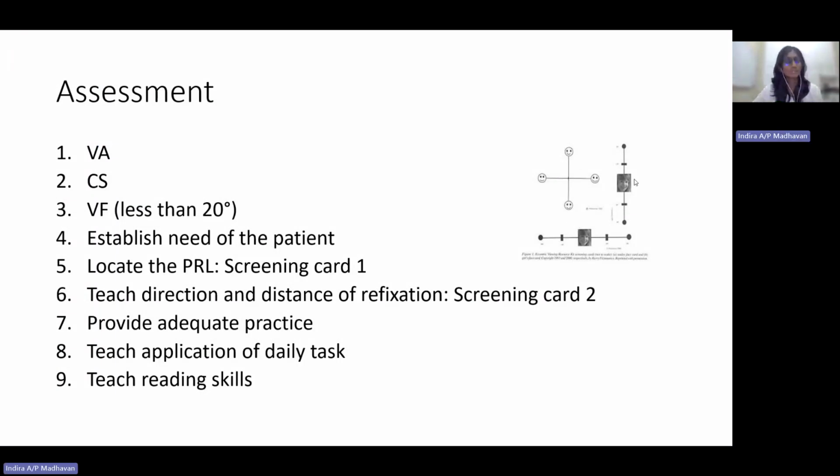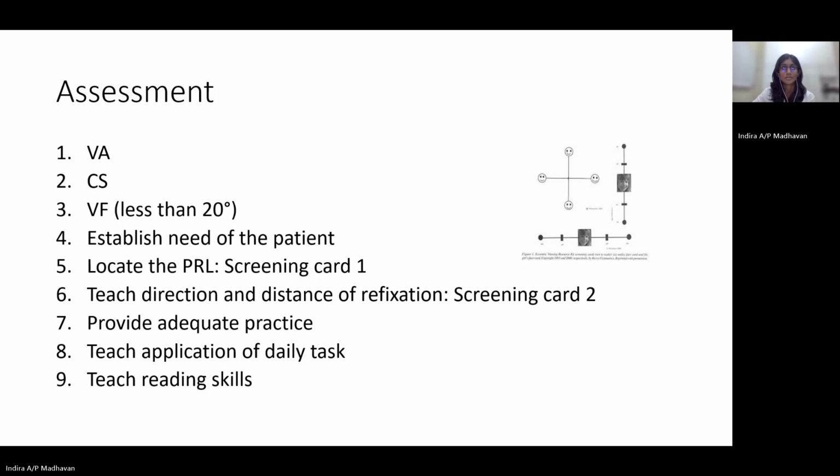Now we shall continue with the way to train patients with eccentric viewing training. First of all, we need to do a few assessments before we can start training patients. The first assessment is visual acuity taking and also contrast sensitivity of the patient, together with a visual field test, which is going to be using a Jerome screen test.